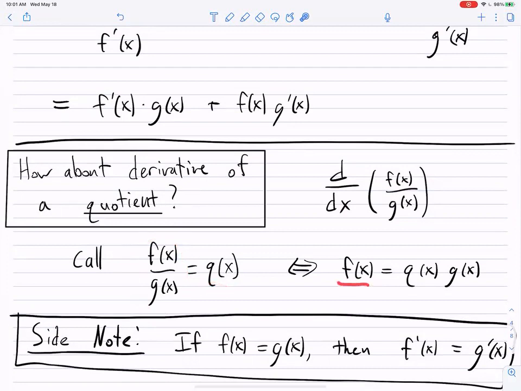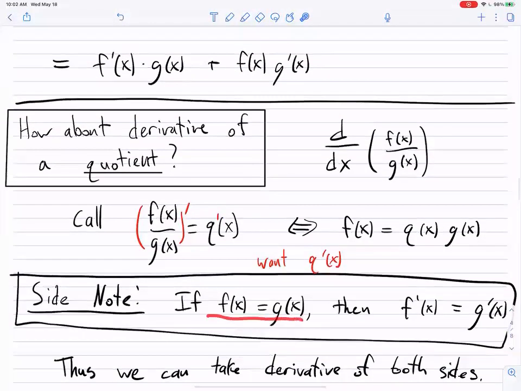And so what does that imply? That implies that f of x is q of x times g of x. And so what we want to find is the derivative of f of x over g of x, but that's just q prime of x. So we want q prime of x. That's what we want. And so what we can do is we'll take the derivative of both sides of that equation, because if two functions are equal, then their derivatives are equal, right?